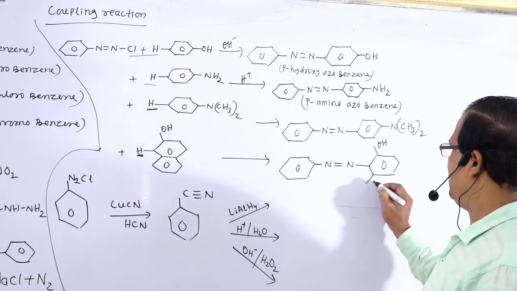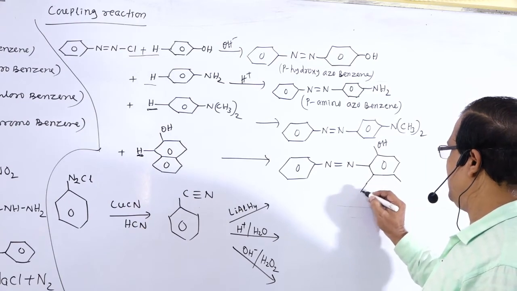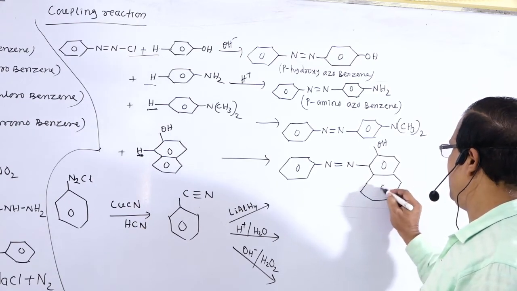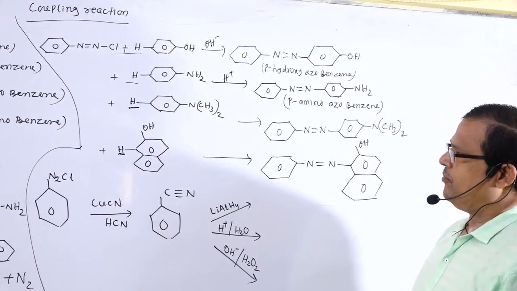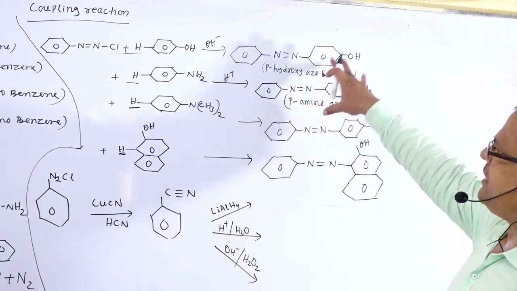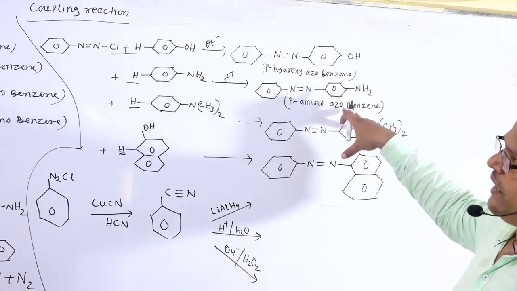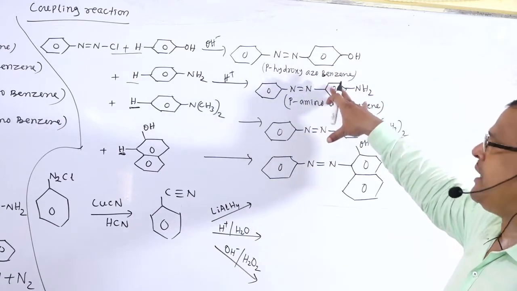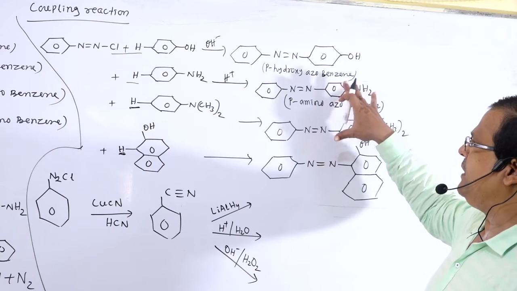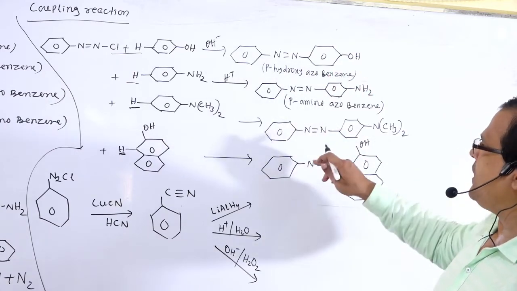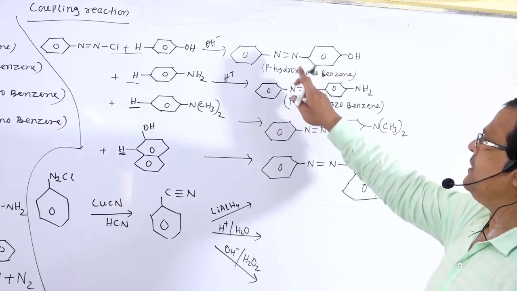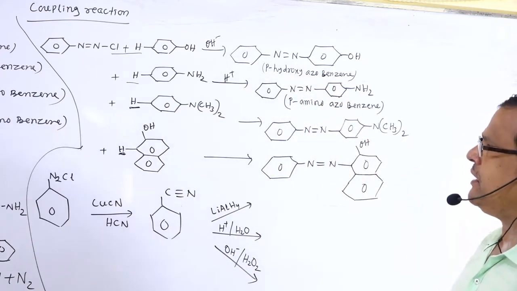OH, so that is your colored material. All these are examples of colored materials, that is azo dyes. There are different dye materials, that are colored materials. That is azo dyes. This is the azo group. These are the azo dyes, different colored materials that are produced.